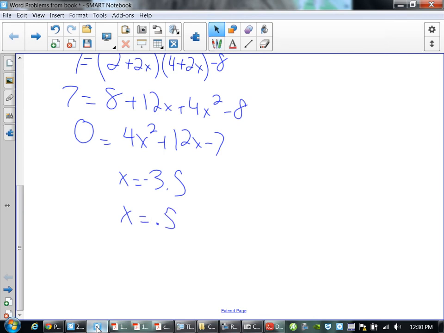Which of those 2 values represents a value that would work in 0.5? And now, is this in feet or is this in inches? It's in feet, so it's half a foot. Your border would be half a foot, 6 inches.